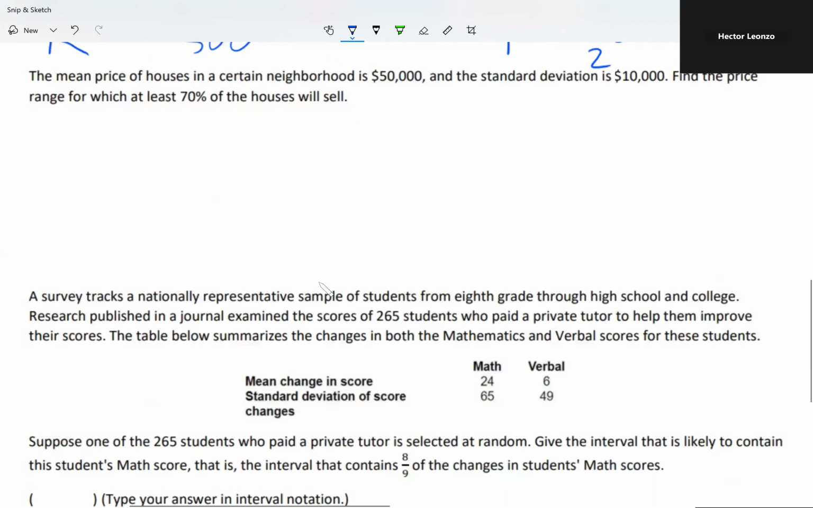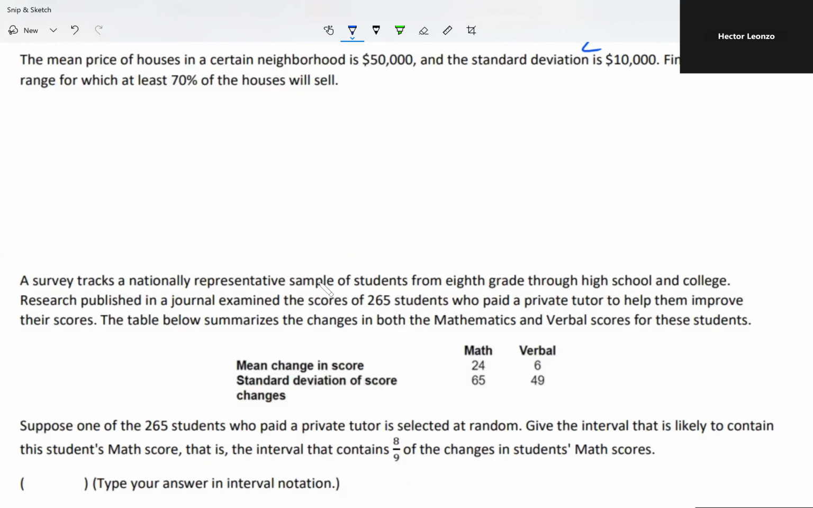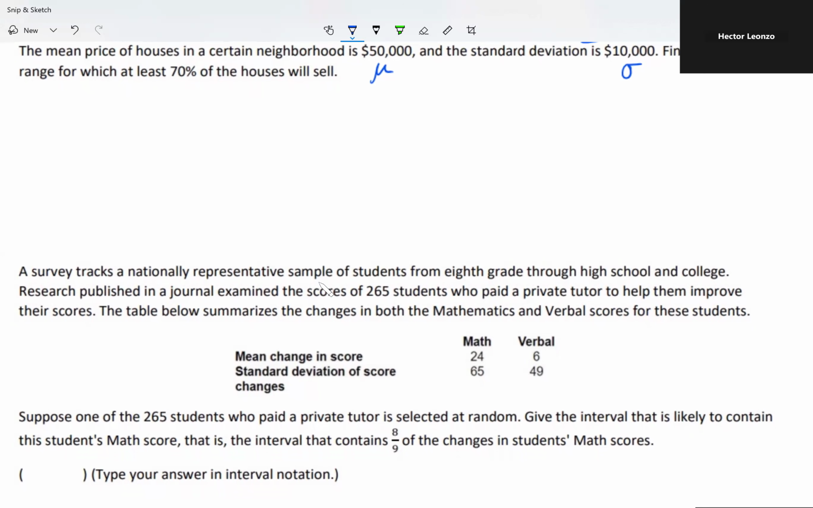Let's take a look at another example here. The mean price of houses in a certain neighborhood is $50,000 and the standard deviation is $10,000. Find the price range for which at least 70% of the houses will sell. I didn't want to deal with real numbers because those are bigger quantities; I wanted to practice with small numbers. All I care about is that this is the mean and my sigma is $10,000.